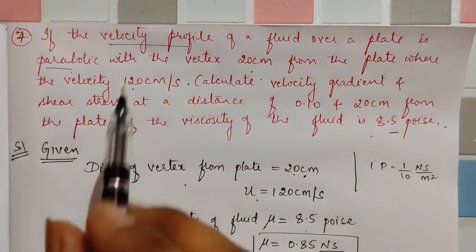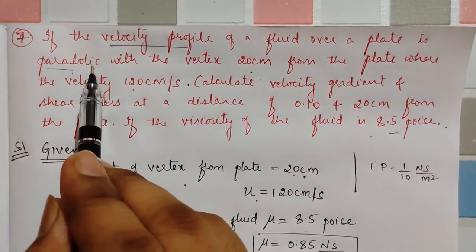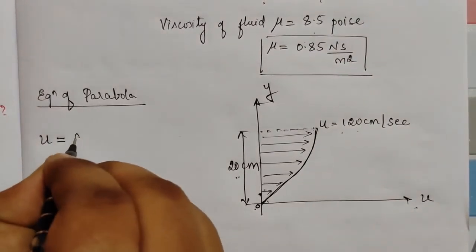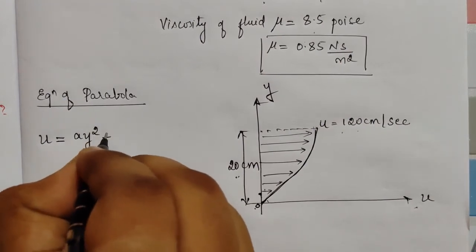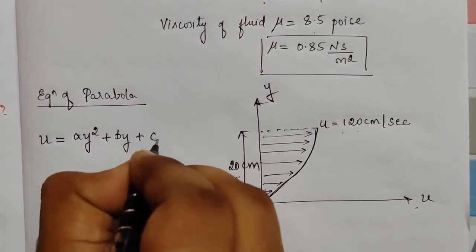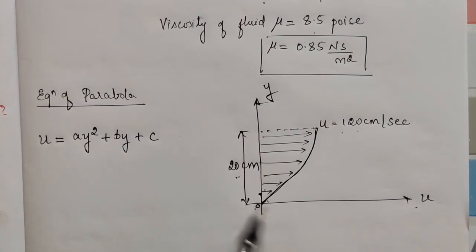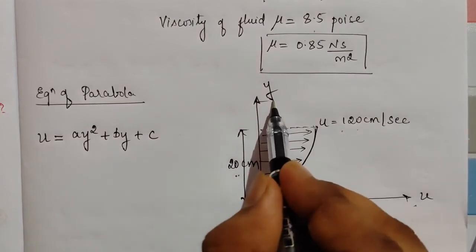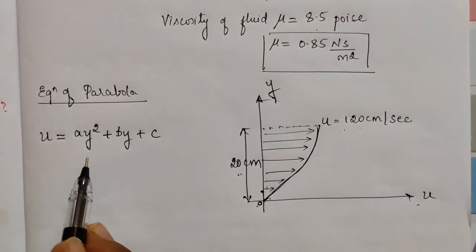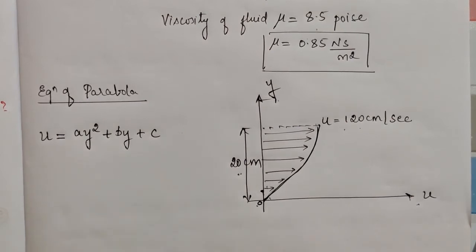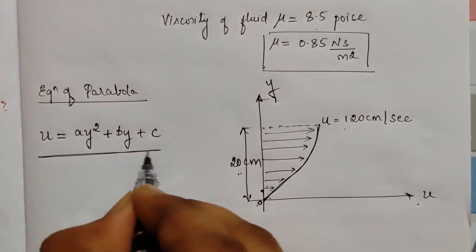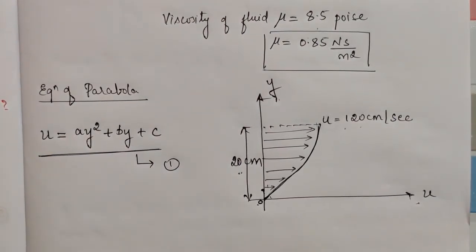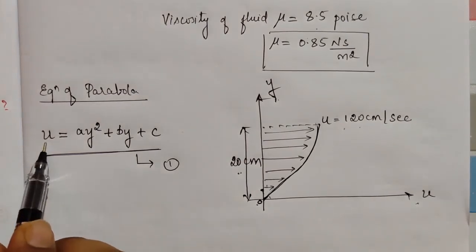So the velocity profile is a parabola, and the parabolic equation for the velocity profile is u = ay² + by + c. We already know this as ax² + bx + c, but in place of x we have taken distance as y. So this is the equation of the parabola. I'll call this equation 1. Whenever the velocity comes, I'll use this equation.